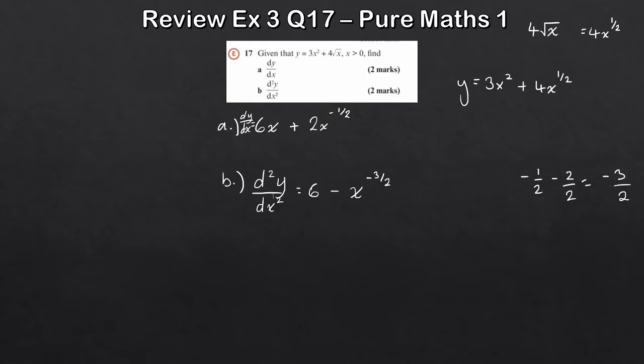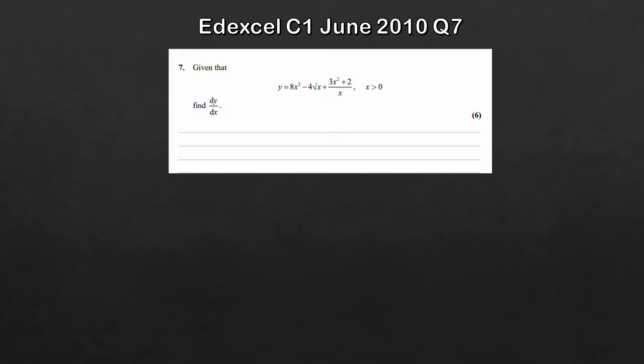So the next two questions now, these are two questions that have been taken from the old exam specification. So this was from C1, which was one of the AS exams. So this is question 7 from June 2010, if you want to check that out yourself. And you're given y here. So ax cubed minus 4 root x, so again, we've literally just done that one, that's 4x to the half.